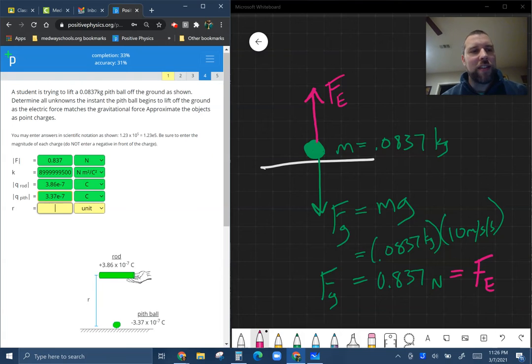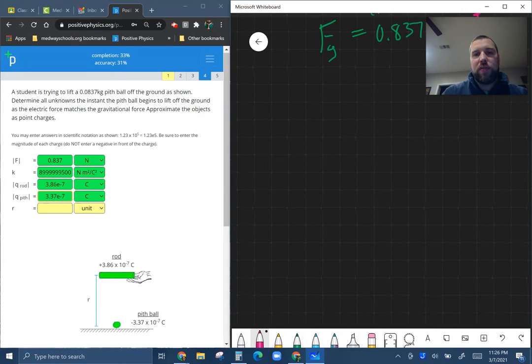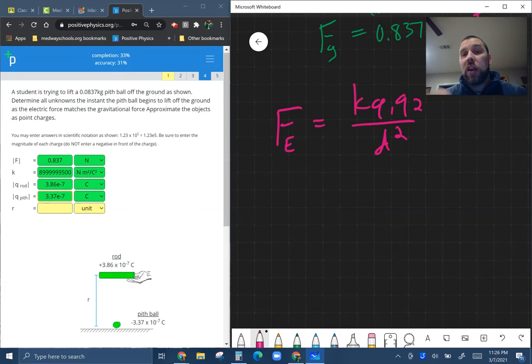I can reset it. All right, the last thing we don't know is that distance, that radial distance between the two. But we have everything else we would need to solve for it because, let's see, electric force equals K, Q1, Q2 over D squared. I could plug in all this stuff here and then solve for D squared. I kind of like to rearrange algebraically first.